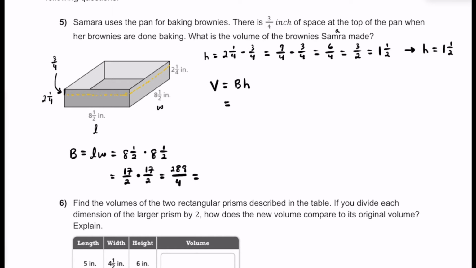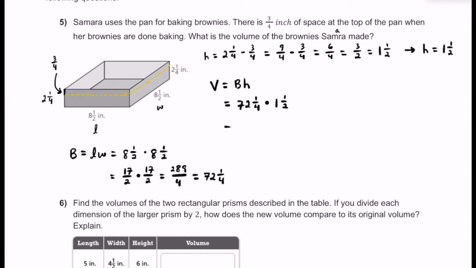Now if you take that 289 and you divide it by 4 to get a mixed number, it's going to go in 72 times with 1 left over. So it's going to be 72 1/4. So this right here is going to be the area of the base. So we have 72 1/4. This is the area of the bottom of this pan. We're going to multiply that by the height of the brownies, which, again, don't use this height here. We're going to use the height of the brownies where they actually go to, which is going to be 1.5.